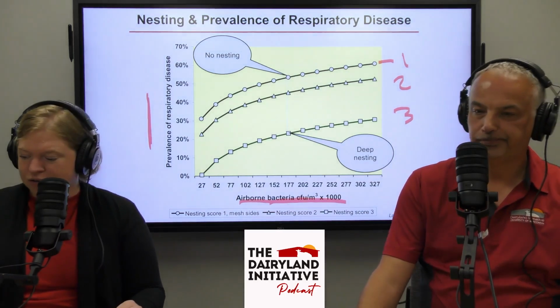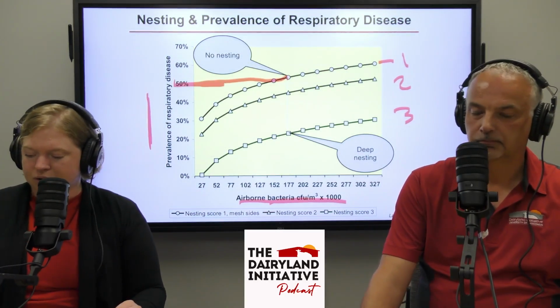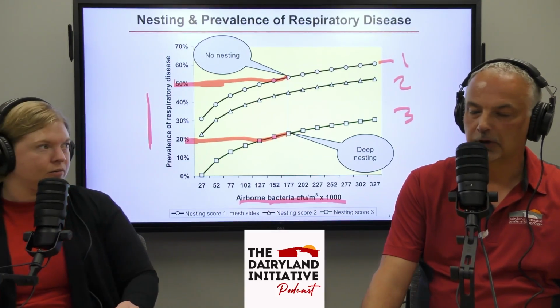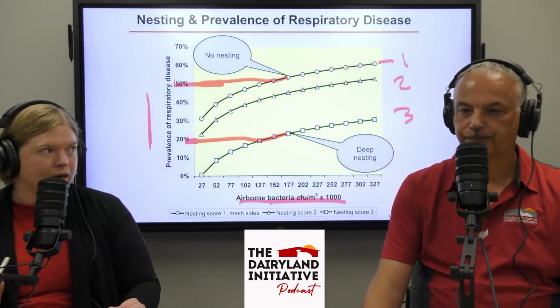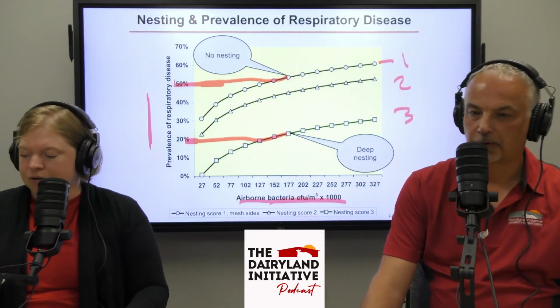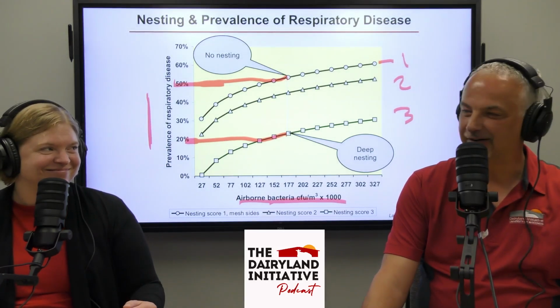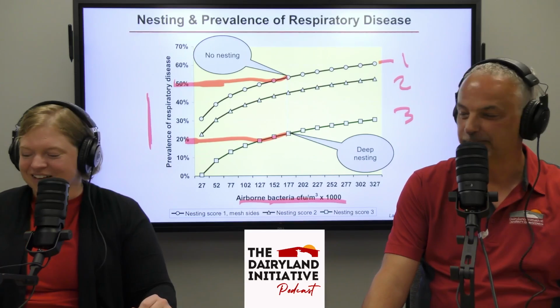It's a huge difference. I mean, if you're looking here, that's about 50% versus 20% prevalence. It's more than half a reduction. Yeah, so really important to have deep bedding. Well, just as deeper bedding is good for our adult dairy cows, looks like it's important for baby calves as well. Exactly. I couldn't be happier.